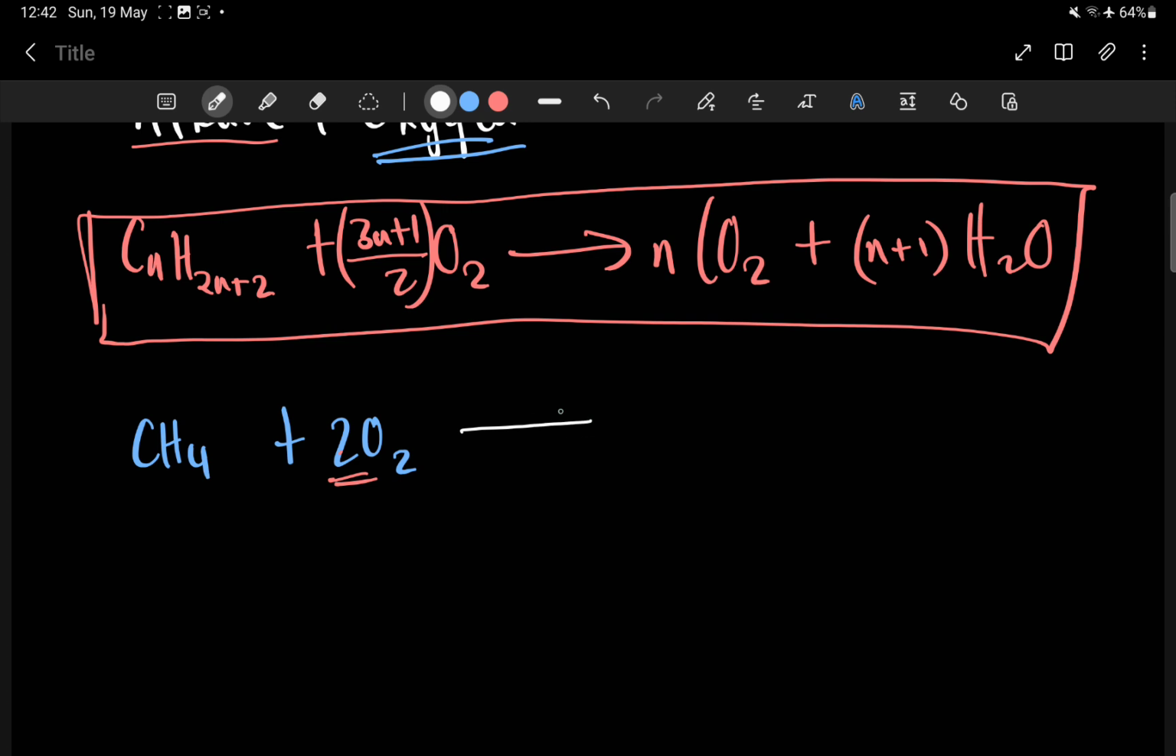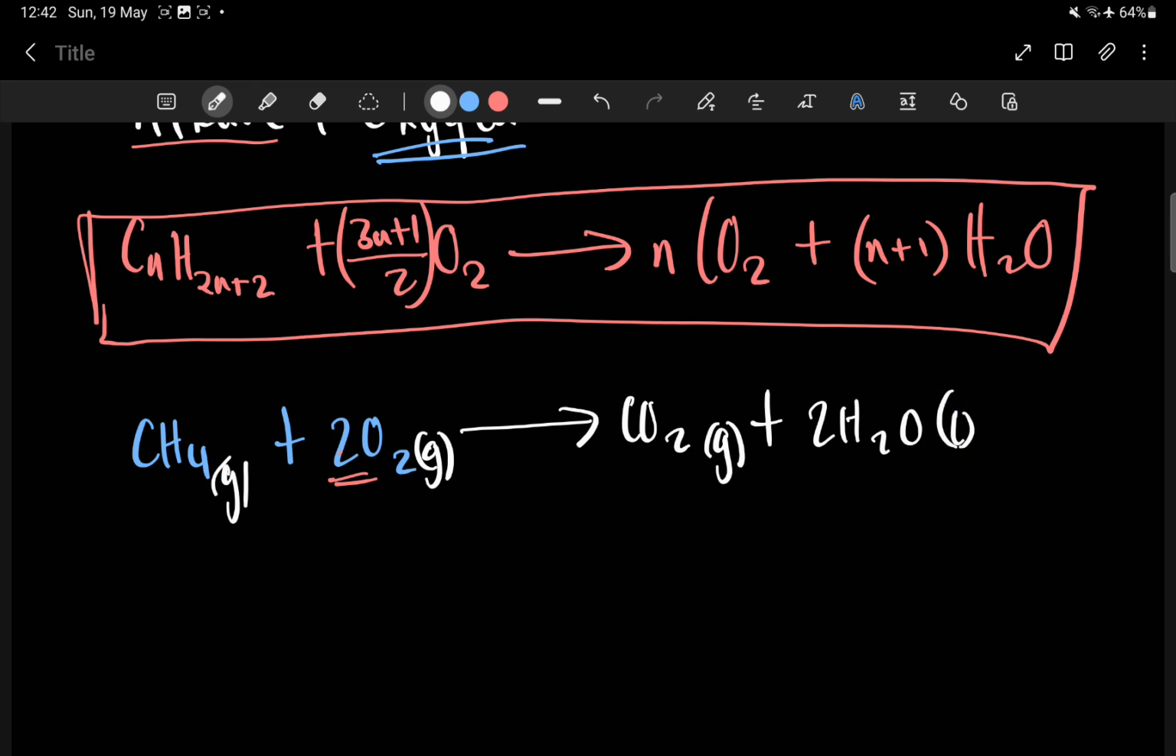And here, what is it going to give me? My n is equal to 1 in this case. I have n CO2, so it's just CO2. Then (n+1) H2O, which is 2 H2O. This is for methane. What you should know is that methane is a gas. Your alkanes will be gases. Oxygen is a gas. Carbon dioxide is a gas. But the water will be liquid water.